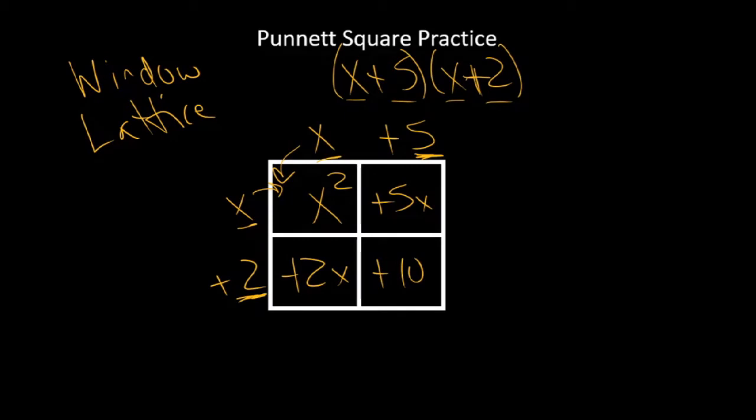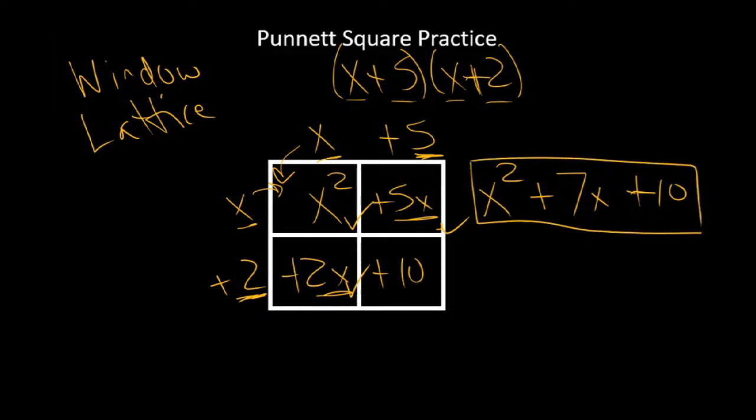Now what we would do is simply combine like terms. So I'll write my x squared, then I'll take my 5x and my plus 2x, and they become 7x together. And then last, plus 10.